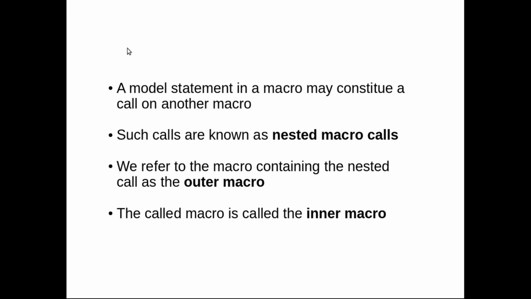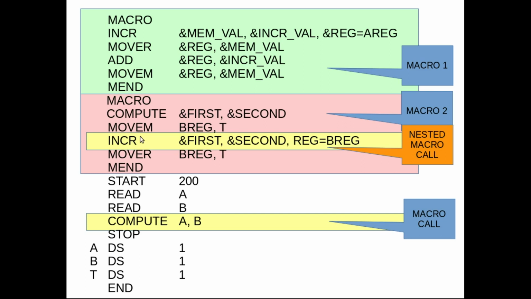Now we need to perform a macro expansion. So when we perform macro expansion, first we will perform the macro expansion for the macro call that is appearing in the main program. So we have to perform the macro expansion for this macro call where we are calling compute. And we already know how to perform macro expansion.